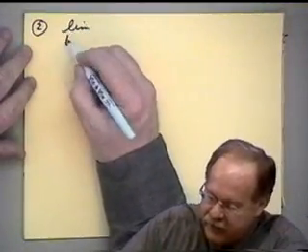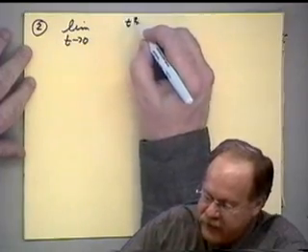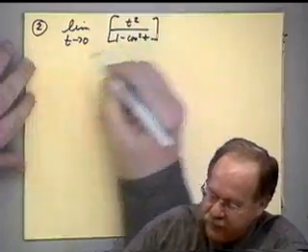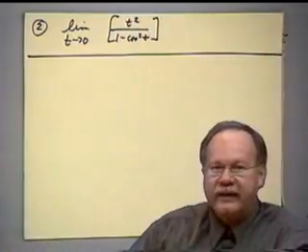Here is a limit as t goes to 0 of t squared over 1 minus cosine squared t. Go ahead and try that, and I'll be back.